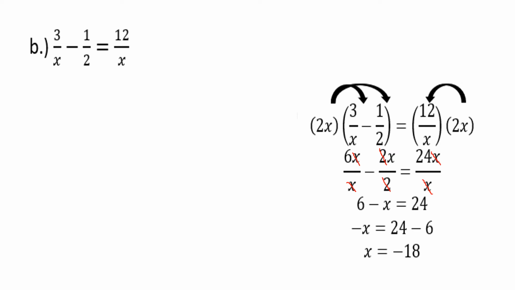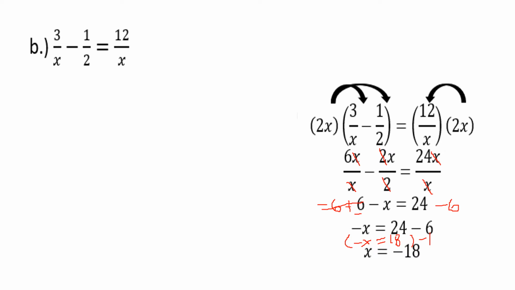So how did the 6 become negative 6? To remove positive 6, I subtract 6 from both sides of the equation. So this becomes 0. So what remains is negative x equals 24 minus 6. So we simplify: negative x equals 18. So I multiply both sides of the equation by negative 1. So the answer now here is x equals negative 18.